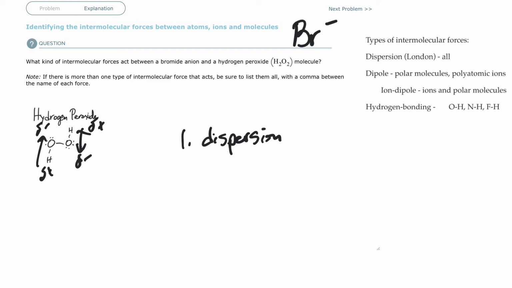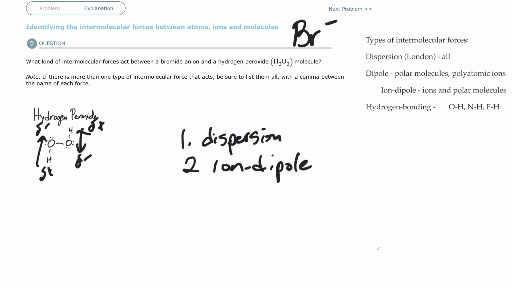How about dipole-dipole? Well, hydrogen peroxide is polar, but bromide is not polar. It's just an ion. It's got a negative side, but it doesn't have a positive side. So I can't have dipole-dipole attractions. Can I have ion-dipole attractions? Yeah, because bromide's an ion and hydrogen peroxide is a dipole. Okay, so number two would be ion-dipole. I think you're going to need the dash there, because ion-dipole would be considered one thing, so you'd need a dash.